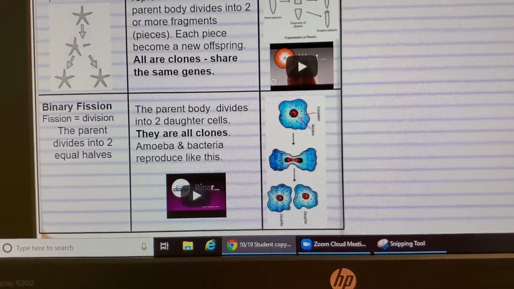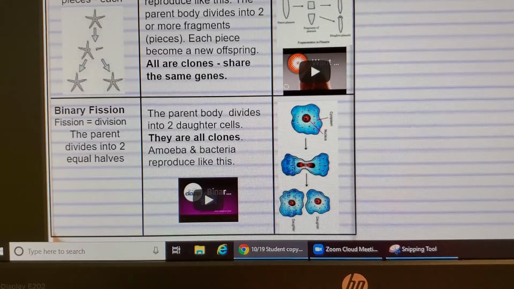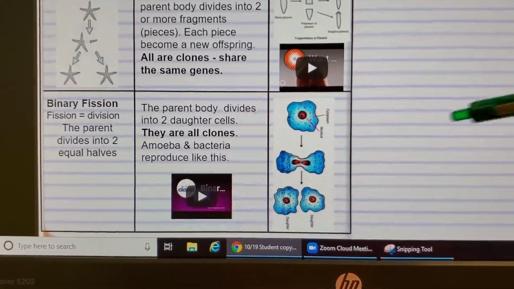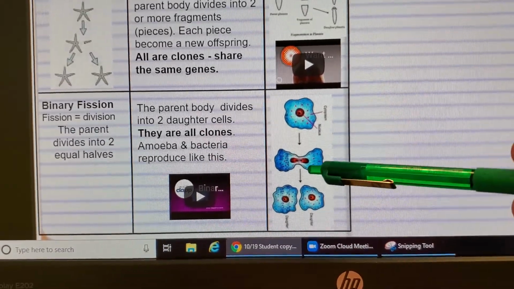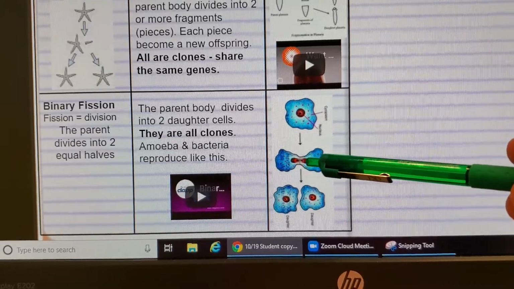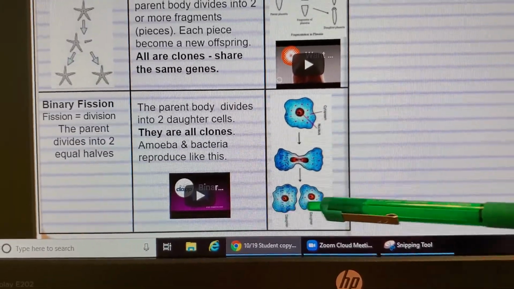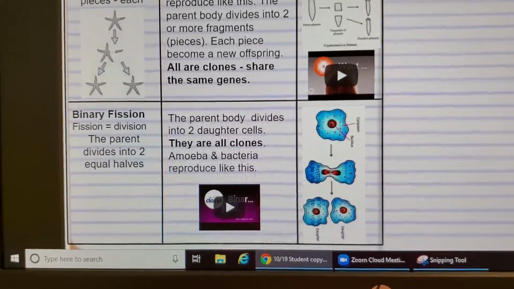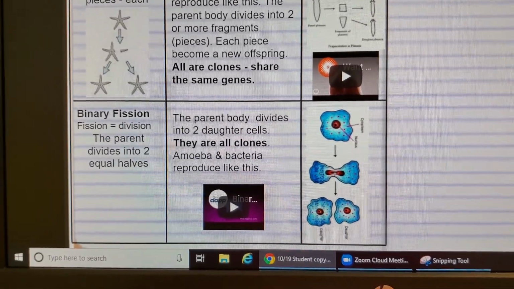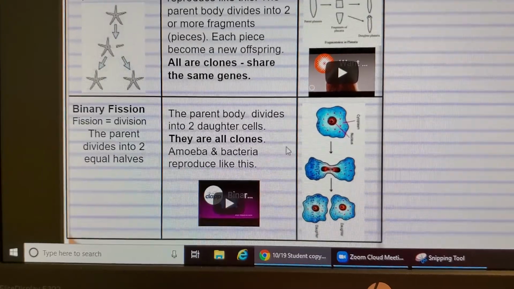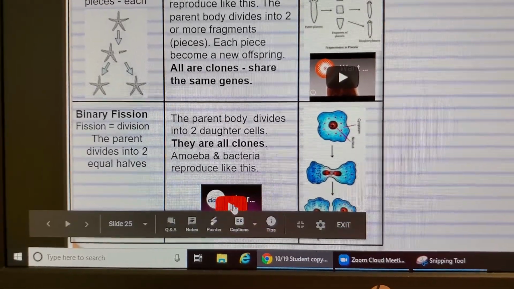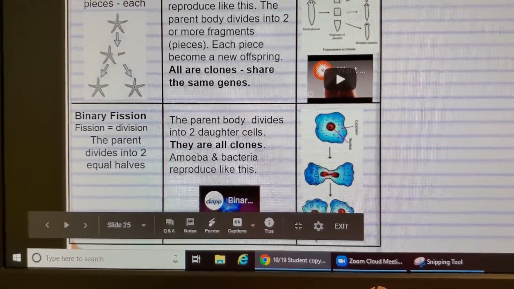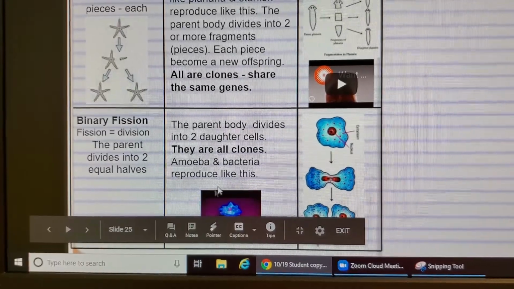So you start with the mother cell, and then it shares the DNA. It divides off, and now you have 2 cells, and they are identical. They're clones of each other. And remember, there's some good and there's some bad to that. Let's watch this.